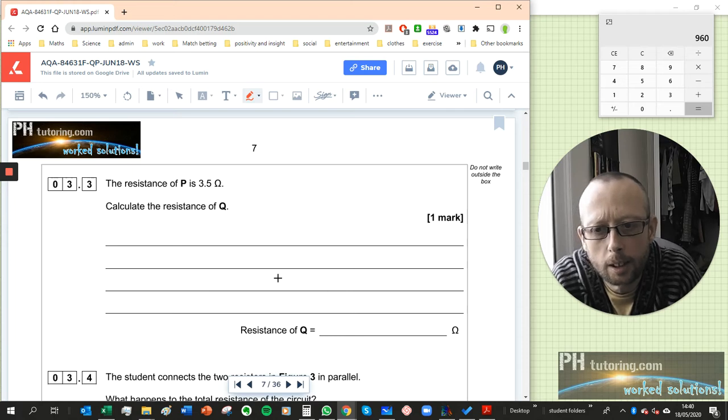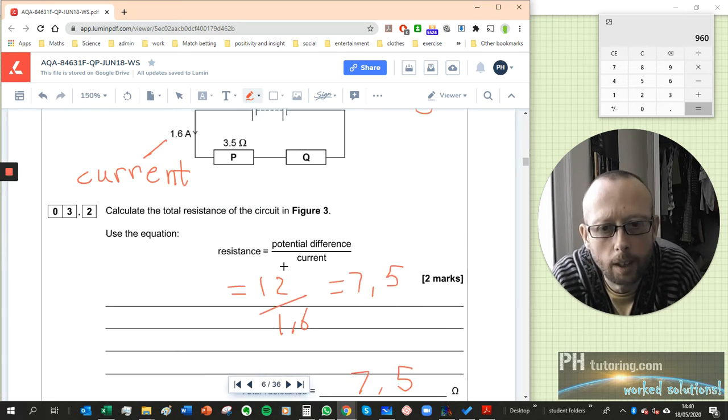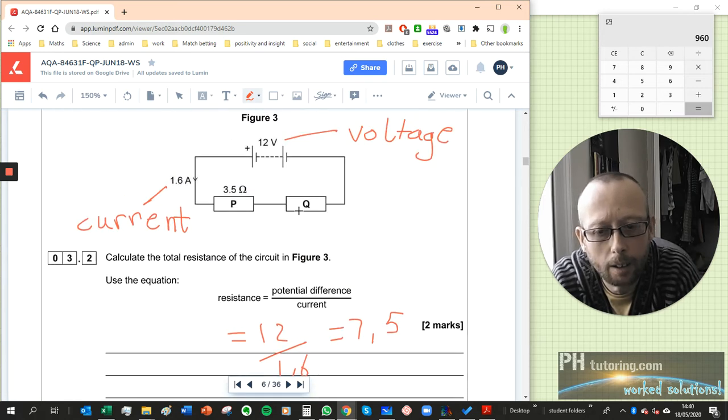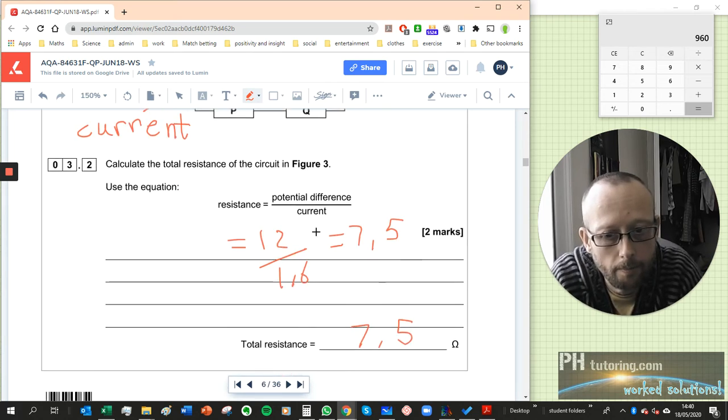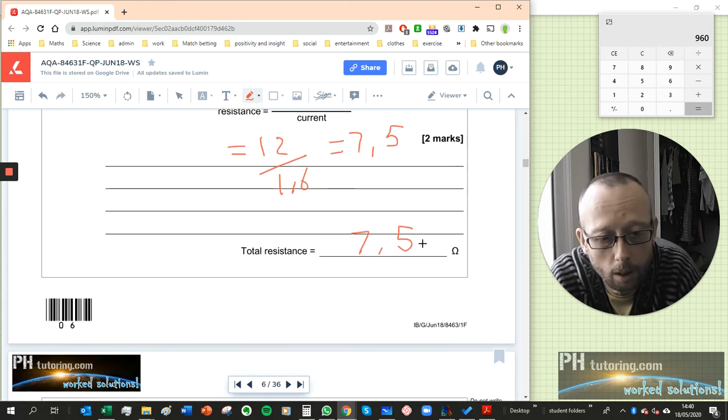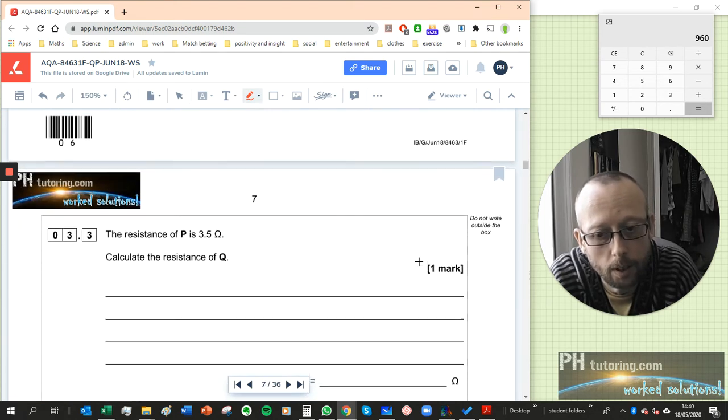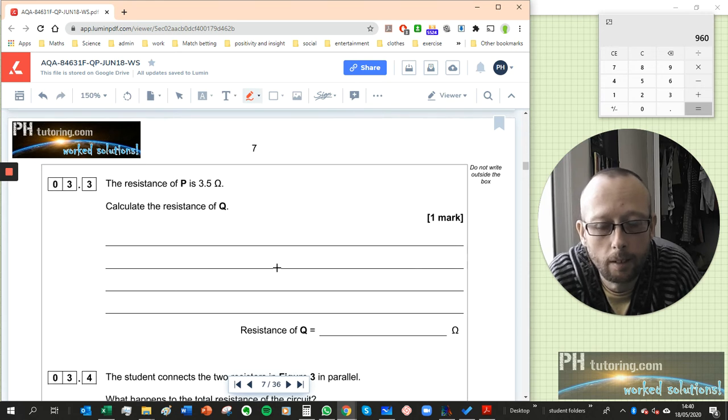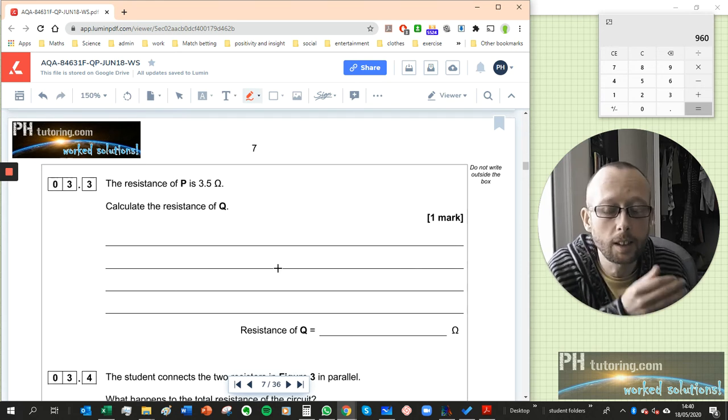Right, the resistance of P is 3.5 ohms. They're walking you through the question now, and eventually you can guess. I guessed at the beginning that we have an unknown resistor. At some point, it's probably going to ask me to work out what that resistance is. So it's told us the total. We've worked out now that the total resistance is 7.5 ohms. Now it wants to know the resistance of Q.